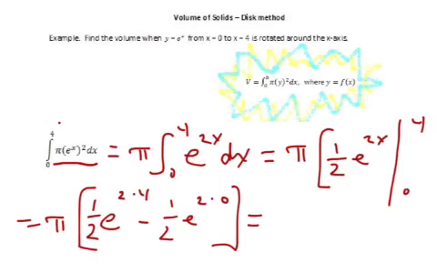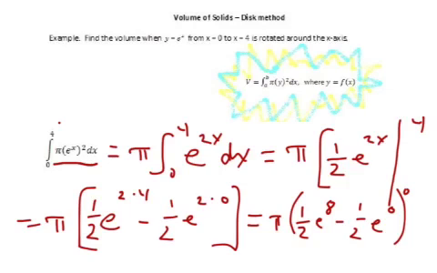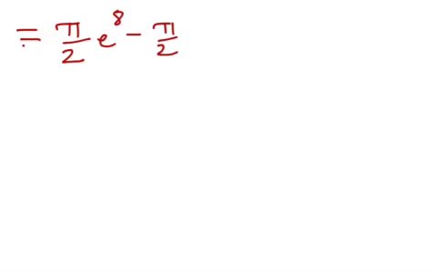This is equal to pi times 1/2 e to the 8 minus 1/2 e to the 0. That does not disappear, and this will leave us with pi times the quantity 1/2 e to the 8 minus 1/2, because e to the 0 is 1. This is our exact answer.